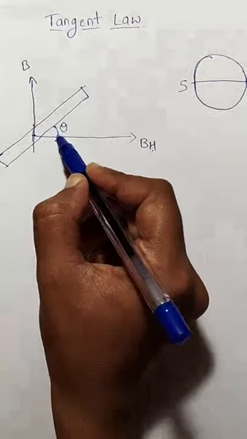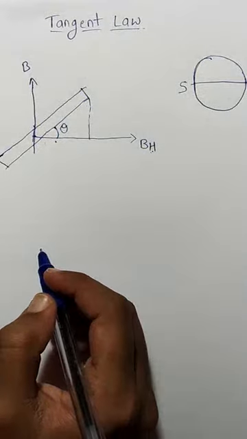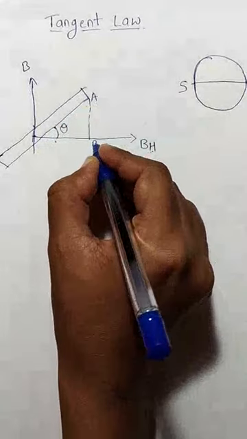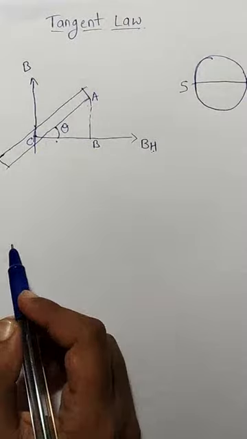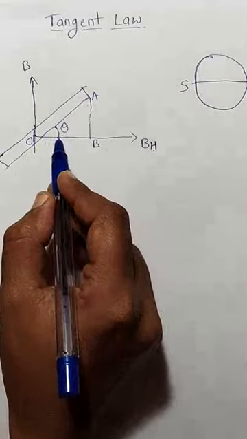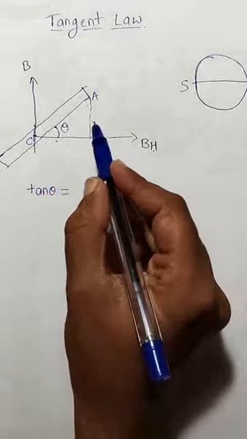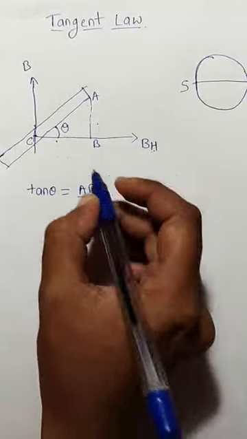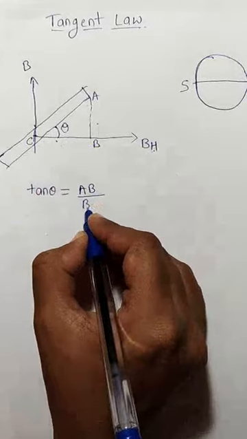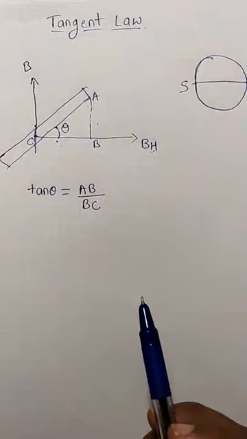When it makes the angle theta, I will draw a triangle here. I am drawing a right angle triangle and I will name it A, B and C. This is a right angle triangle we created between these two magnetic fields. If I take tan theta, you know tan theta is always equal to opposite by adjacent side. The opposite side is AB, divided by the adjacent side, which is BC. So tan theta is AB divided by BC. Let's find the AB value and the BC value.